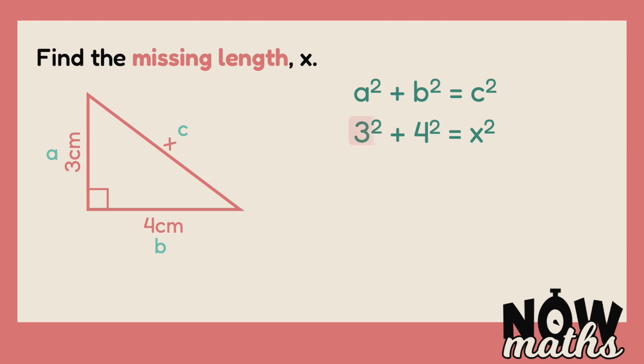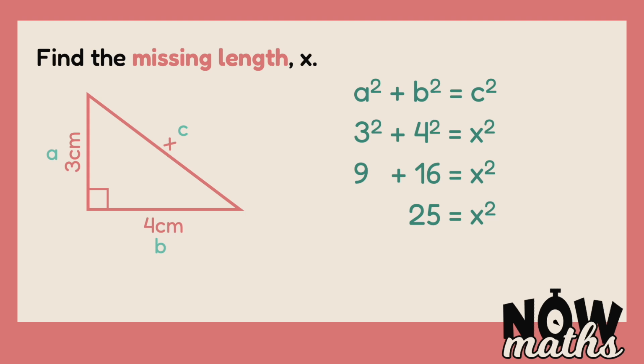Looking at the 3 squared, we can write 3 squared as 9, because 3 multiplied by 3 is 9. Then 4 squared is 16, because 4 multiplied by 4 is 16. And x squared for now we'll just leave as x squared. Now if we add together the two values on the left-hand side, 9 add 16 is 25, so we end up with 25 equals x squared.